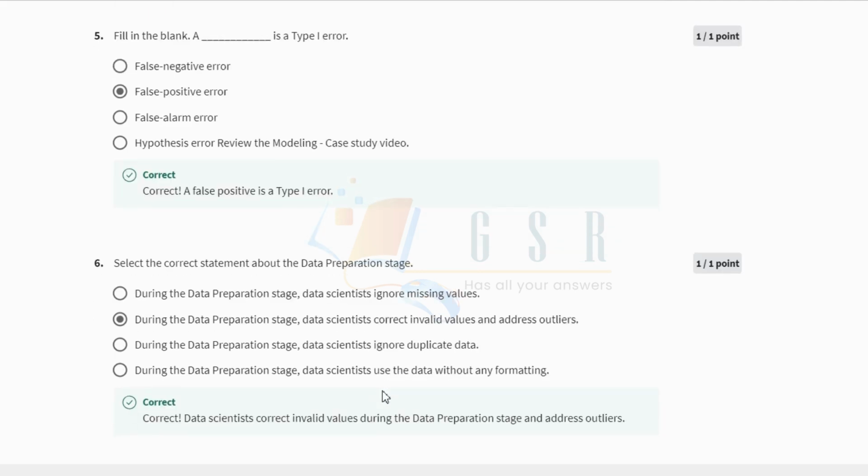During the data preparation stage, the data scientists correct invalid values and address outliers. So data preparation is nothing but preparing your data for better analysis. So how are you going to prepare your data? You are going to deal with the missing values, you are going to deal with the outliers, and then you are going to correct some invalid values that you have in data. Like in your mail IDs, you cannot have some numbers, or in your names, you cannot have numbers. So all of those things you have to take into consideration, and then you have to prepare data accordingly.